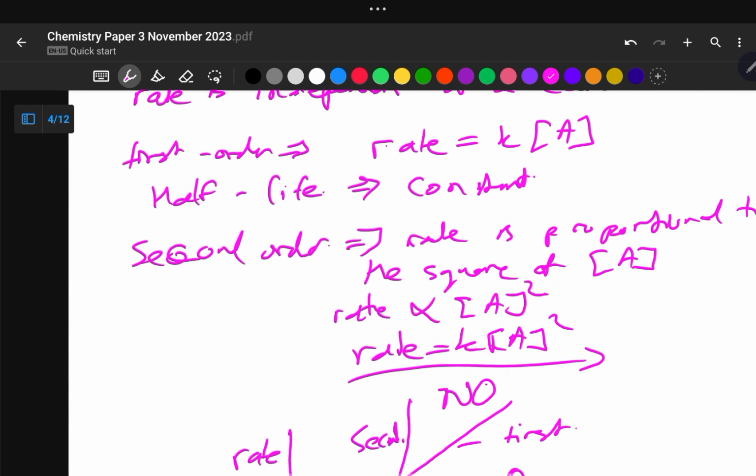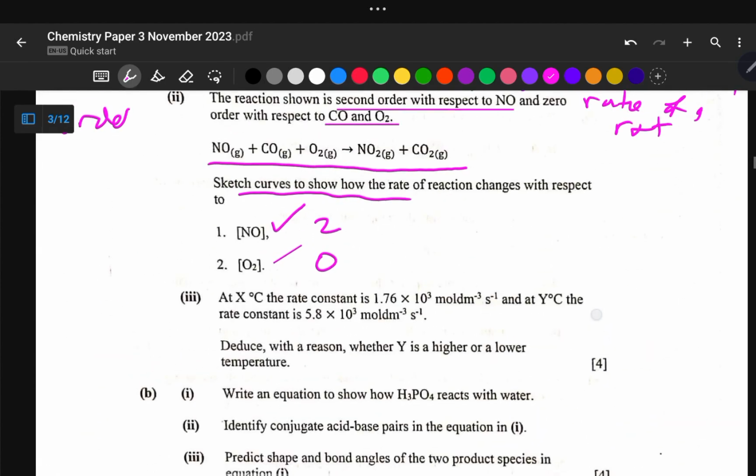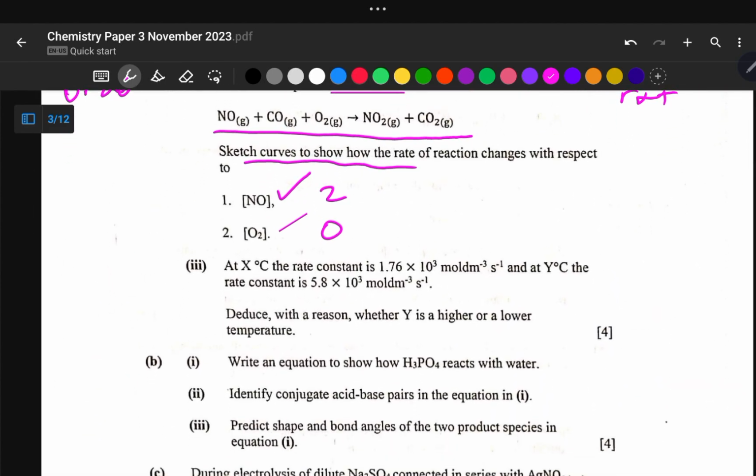So we are now moving on to the next part. It says at temperature X degrees, the rate constant is 1.76 times 10 to the power 3 moles per cubic decimeter per second.